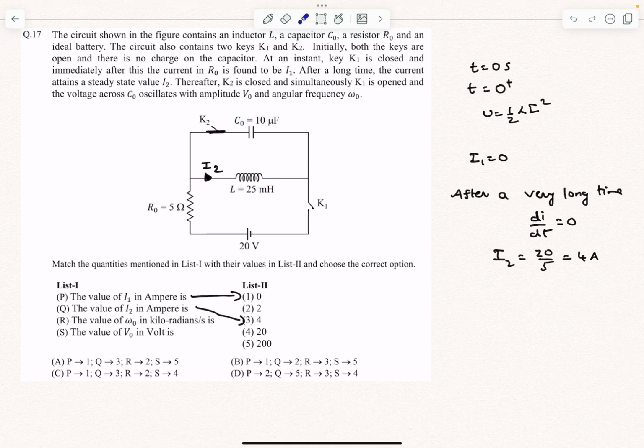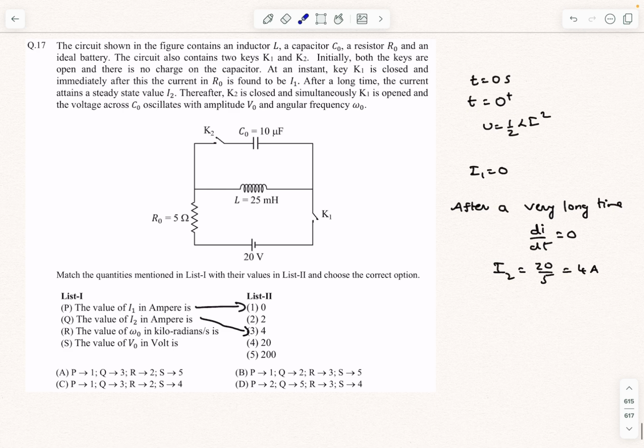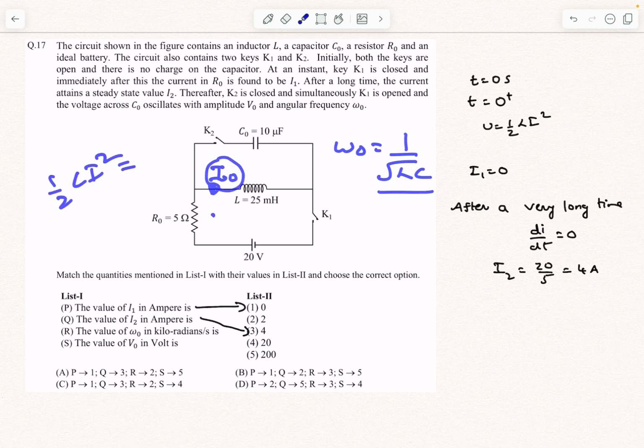A lot of you guys may already know the formula for omega naught. It is 1 by square root of LC. I will just be solving the differential equation, okay? Basically, the fastest way to do this is, you should already know that omega naught is 1 by root LC, and then you can simply do energy conservation, right? If we know the initial maximum current in the circuit, I naught, the initial energy is half Li squared, and the final energy, obviously, now the energy will be oscillating between the capacitor and the inductor, right?